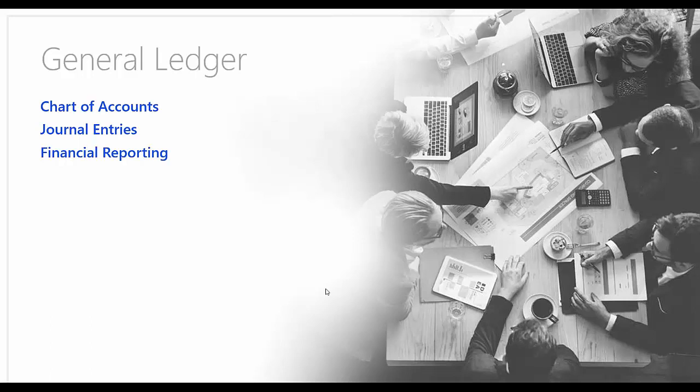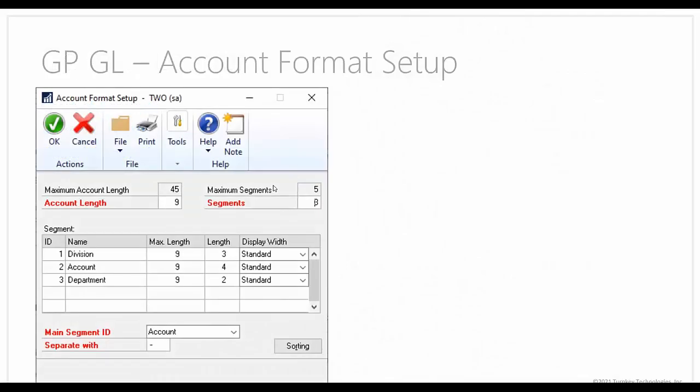So starting off with the general ledger, we'll jump into chart of accounts, we'll talk about journal entries, and we'll talk about financial reporting in Dynamics GP first. So when we talk about setting up Dynamics GP and setting up that chart of accounts, most of us are familiar with the account format setup, which is a company-based setup window that you can configure what your chart of accounts is going to look like in Dynamics GP.